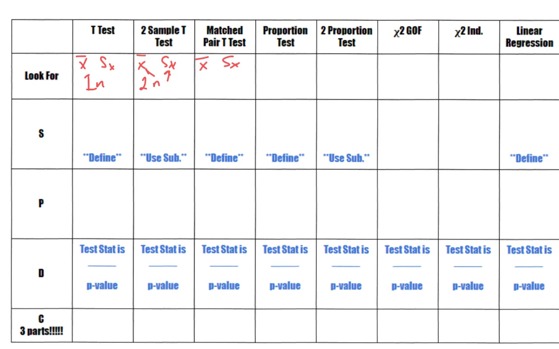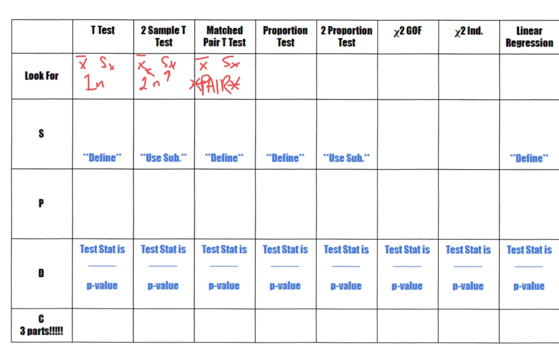Now, the matched pair is the hardest one to pick out of this, because oftentimes you are given two sets of data and you condense it down to one. So we look for, is there an important reason to pair data together? And that's something that's sometimes hard to pick out. It's obvious when it's a before and after situation. You say, well, it's the person before the diet and after the diet. That's easy. Other times it's harder.